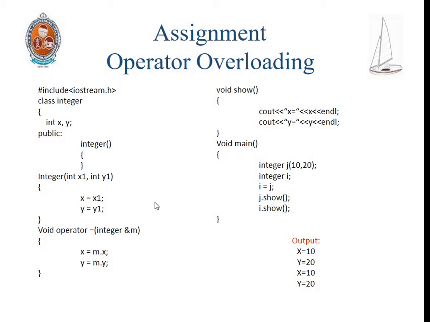Next, the statement Integer i is nothing but declaring an object i of the Integer class. And next, the statement i = j invokes the assignment operator overloading function. Next, you are displaying those values. Whatever values are there in j are assigned to the i object, and it displays the output as 10, 20, 10, 20.